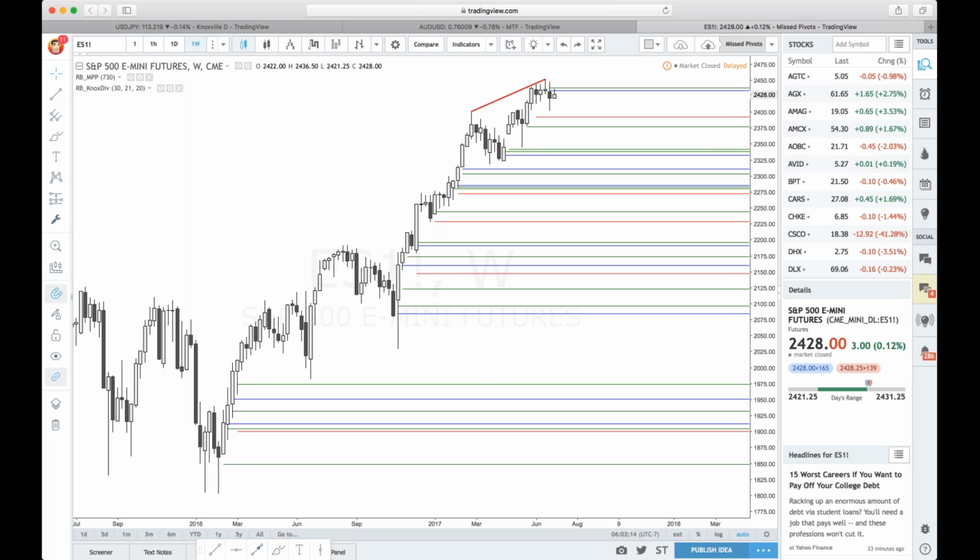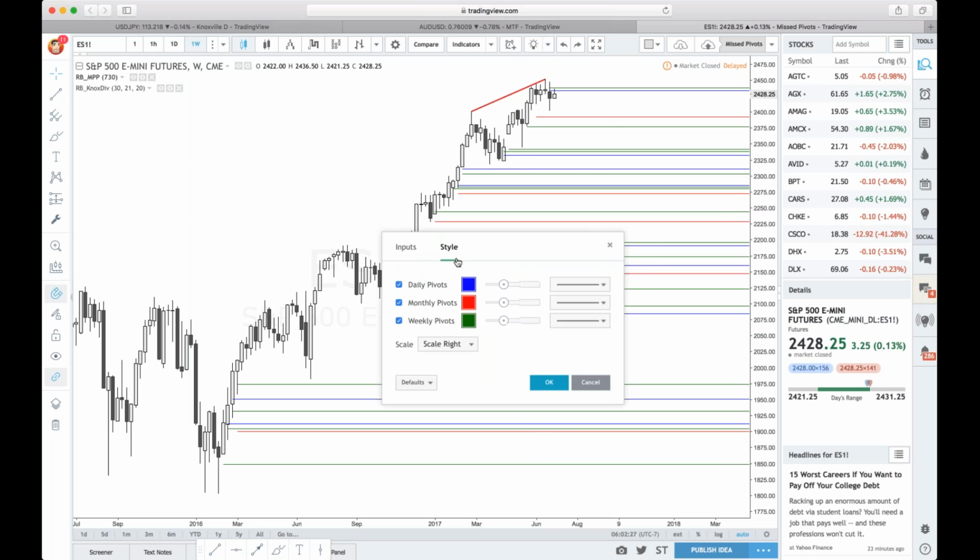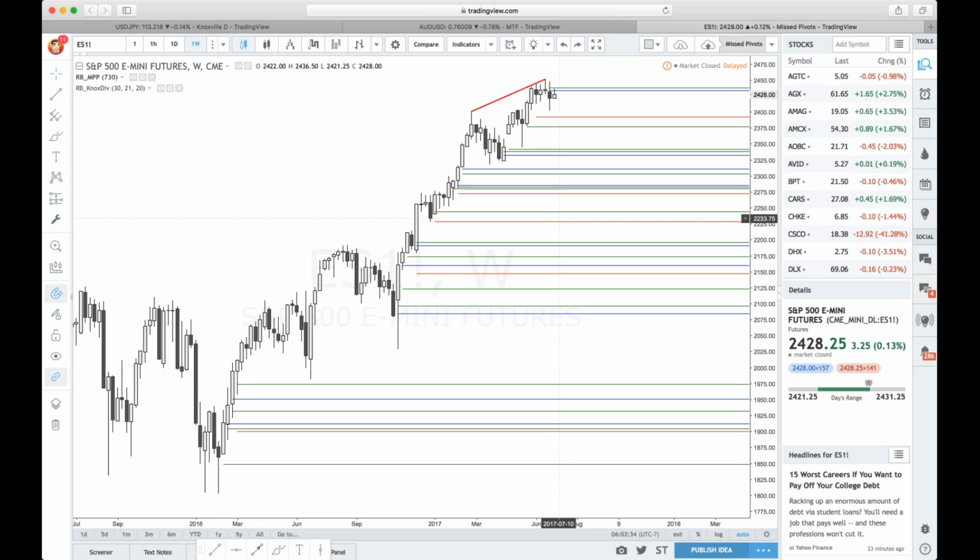On the screen right now on tradingview.com is the weekly chart and a series of lines that are positioned below the financial instrument. These are missed pivots. My indicator will color missed pivots that are daily blue, monthly red, and weekly green. Every single one of these lines represents a weekly, daily, or monthly pivot point that was not hit by price on the day, the week, or the month that it was created.